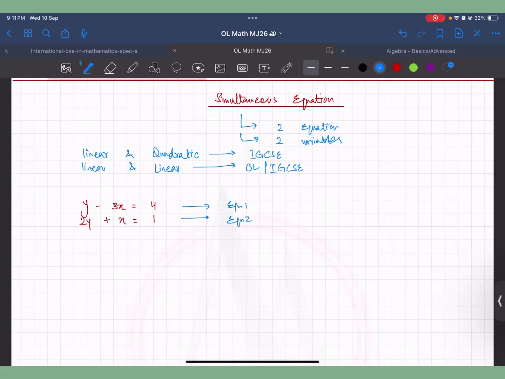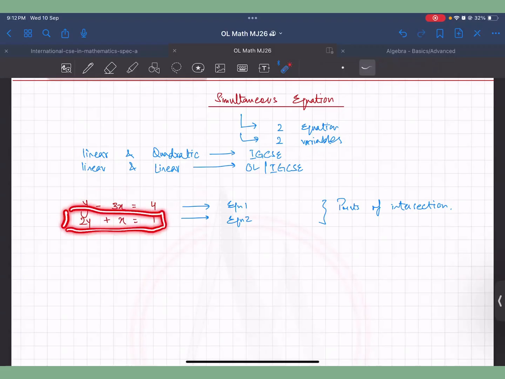When you solve two simultaneous equations, you get the points of intersection between them. How? Because this equation is a linear equation. When you plot it on a graph, you will get a straight line. And this one is also a linear equation, y equals mx plus c. This would also be a straight line. So if you draw them both on a graph, you will see that they both intersect, and that point of intersection will be the solution.